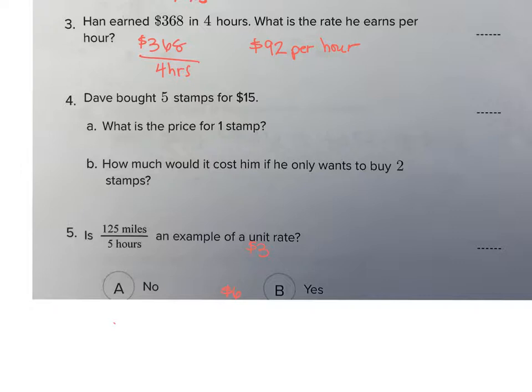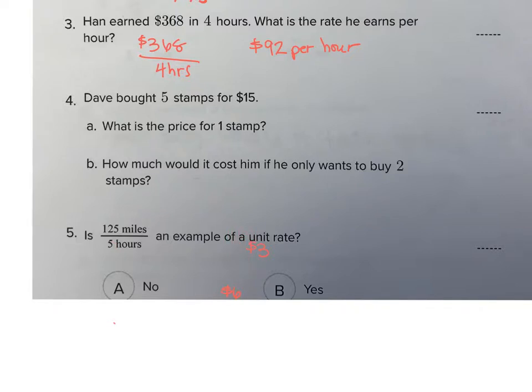Number 5. Is 125 miles in 5 hours an example of a unit rate? No. Why not? Just memorize them. This is not a unit rate because it says 125 miles in 5 hours, and unit rate by definition means you want it for 1 hour.